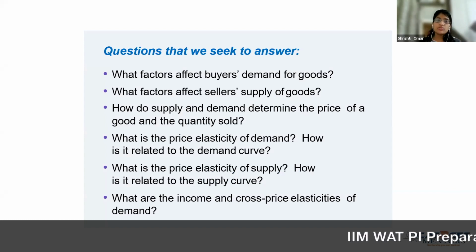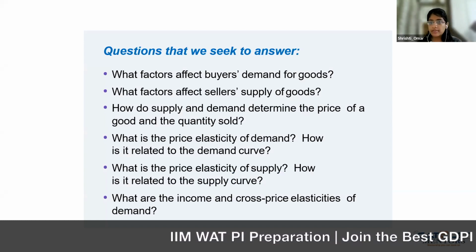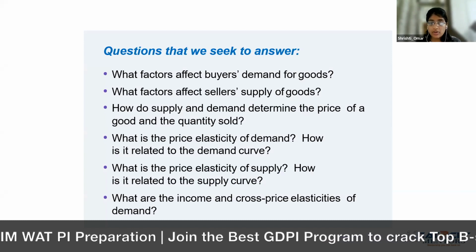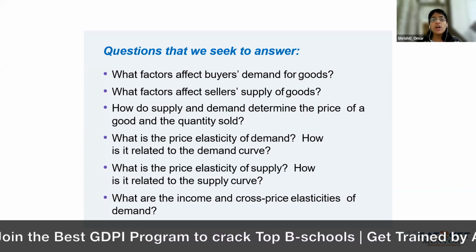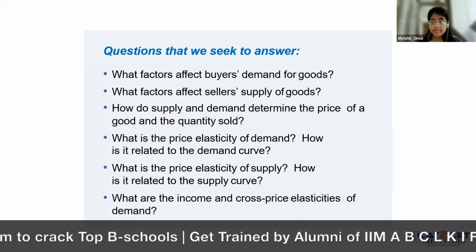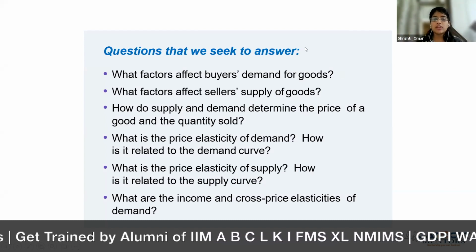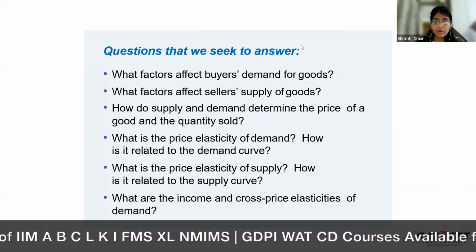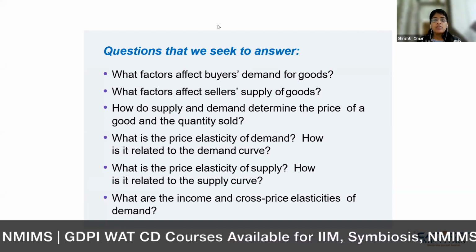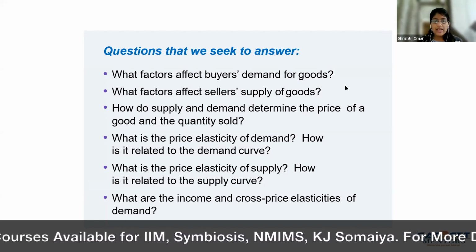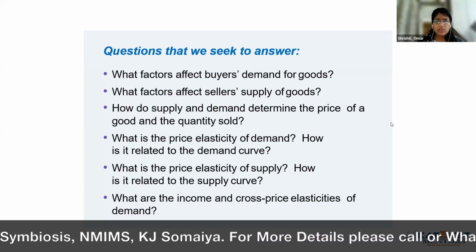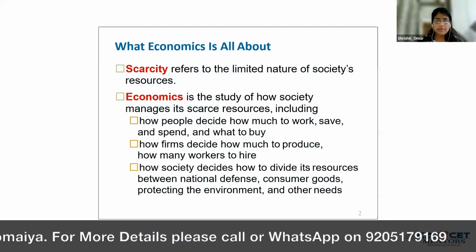What we seek to answer through this session are: what are the things that affect demand, buyers' demand of goods, and sellers' supply of goods? How do we determine the price at which we sell goods? What is elasticity of demand, and so on? For a commerce student, I guess 11th, 12th economics should suffice.